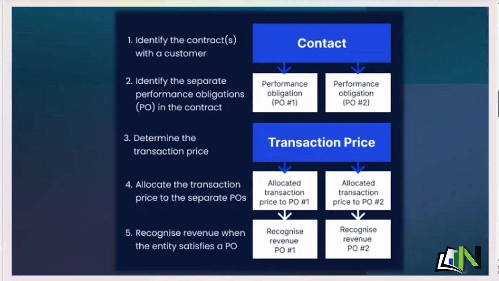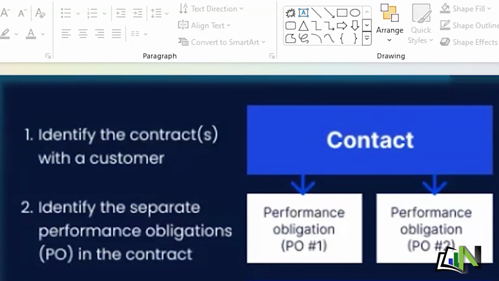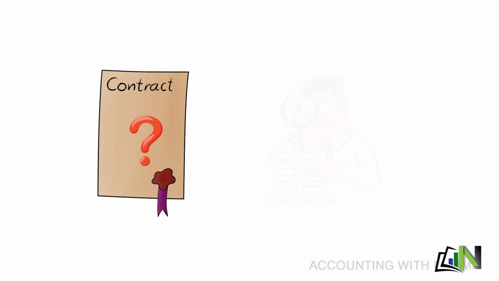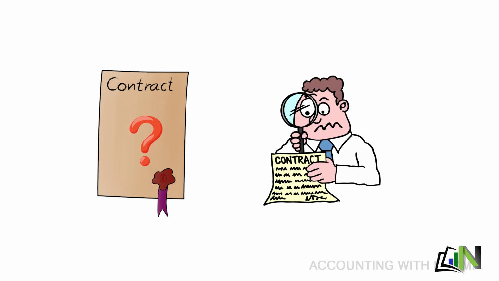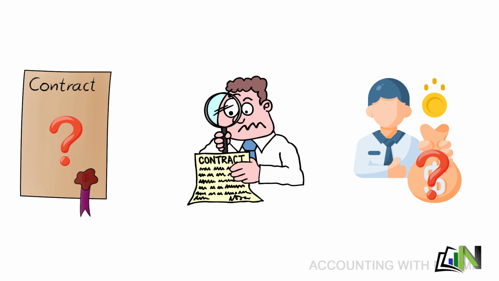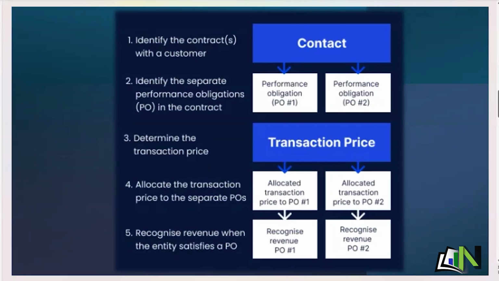So step number 1, the very first thing is identify the contract. What is the contract? What is the type of contract that you're looking for? Does the contract have any effect of modification? Does it have extensions? What are the benefits that come with the contract? So that's step 1. Once I identify the contract and I know what I'm doing, then I go to step 2.